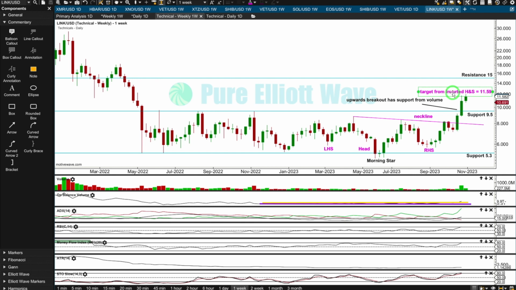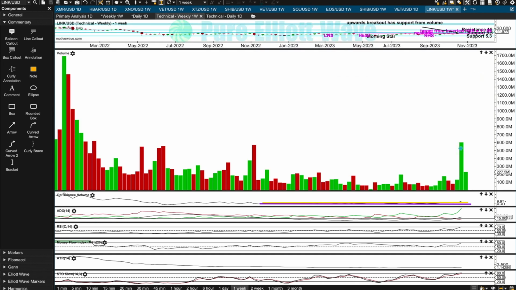The target I calculate from this inverted head and shoulders is 11.59. Has that been achieved here? Yes, that's been more than achieved. So the target from the head and shoulders pattern has been achieved, so that's no longer in play. Price has broken above what was resistance at 9.5. If we see a pullback here, expect support now in that area. If price continues on up, look for resistance next at 15. Upward movement has really strong push from volume.